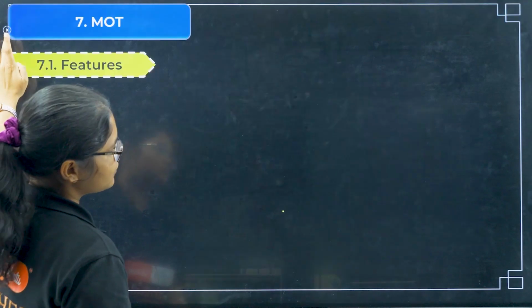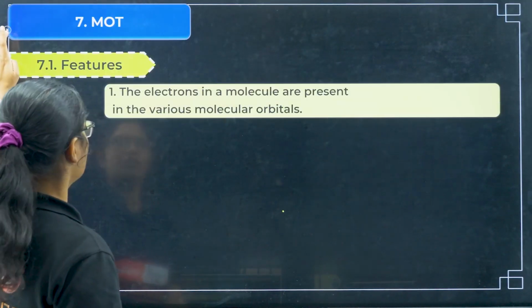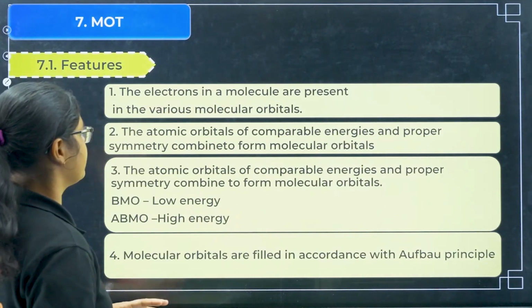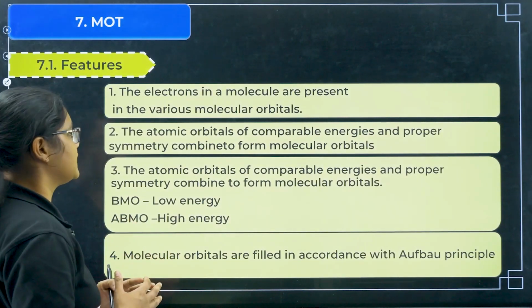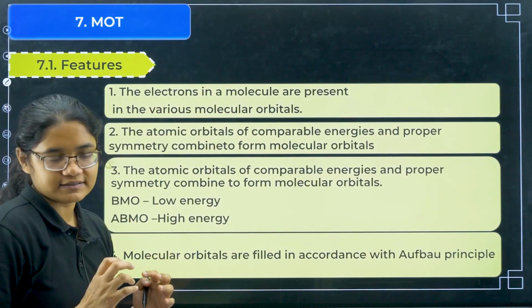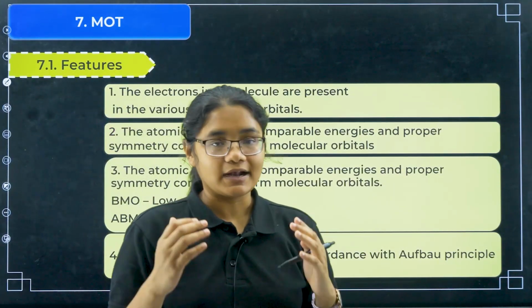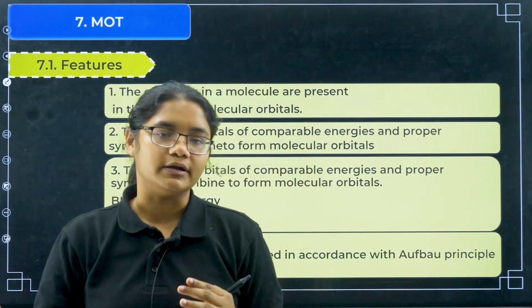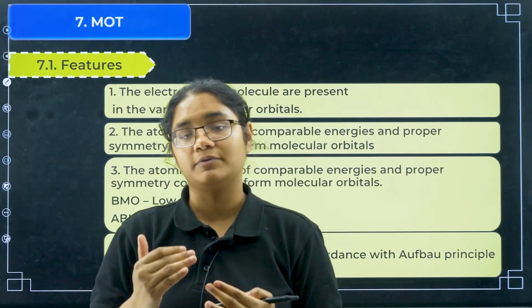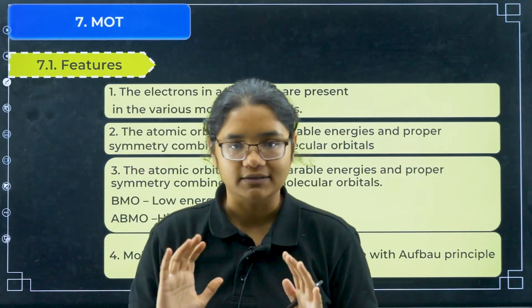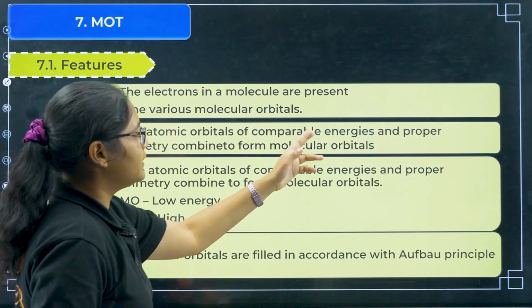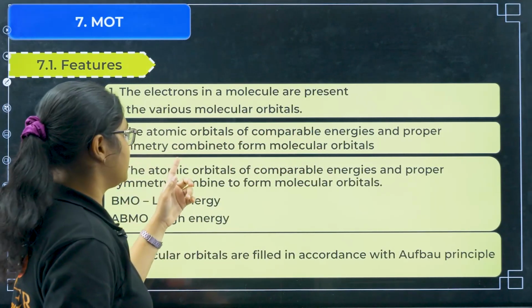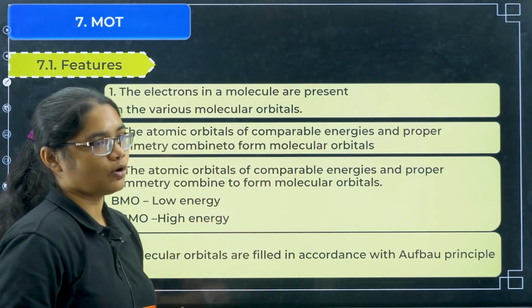Okay, so first of all, what does MOT tell you? See, in MOT what happens, the electrons in a molecule are present in various molecular orbitals. Just as the electrons in an atom are present in atomic orbitals, the electrons in a molecule are present in molecular orbitals.